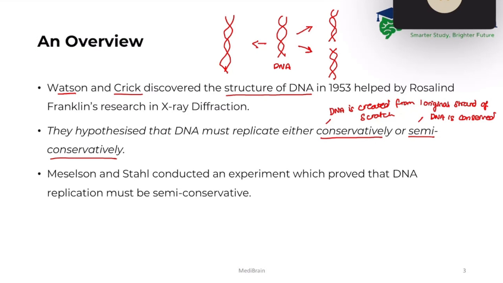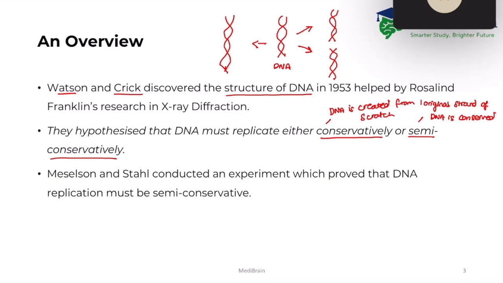Okay. And then Meselson and Stahl conducted an experiment which proved that DNA replication must be semi-conservative. So Watson and Crick were the people that discovered the structure of DNA, and they hypothesized that there were two possibilities of how DNA could replicate. It was either conservatively, when the DNA is created from scratch, or it could be semi-conservatively, when one original strand of DNA is conserved, basically.